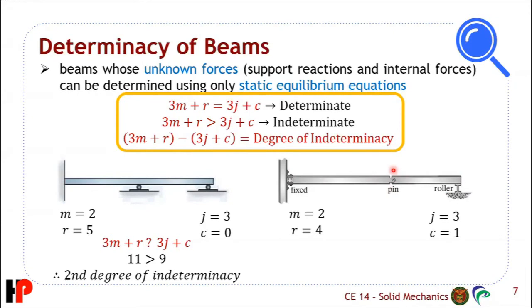So, 3M plus R compared to 3J plus C. So, 3M plus R is 10. 3J plus C is also 10. So, 10 equals 10. This one is statically determinate. So, ibig sabihin, pag binigay na problem sa inyo right now, you should be able to determine the reactions using only statics. Kasi statically determinate yung beam.